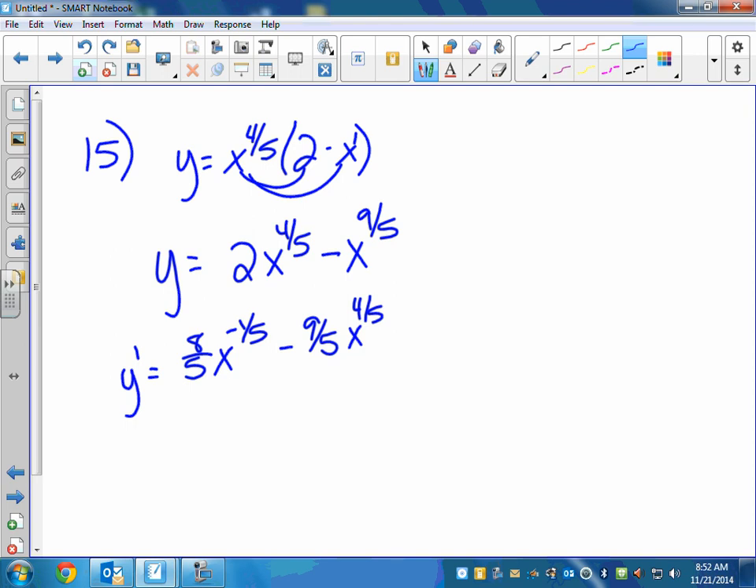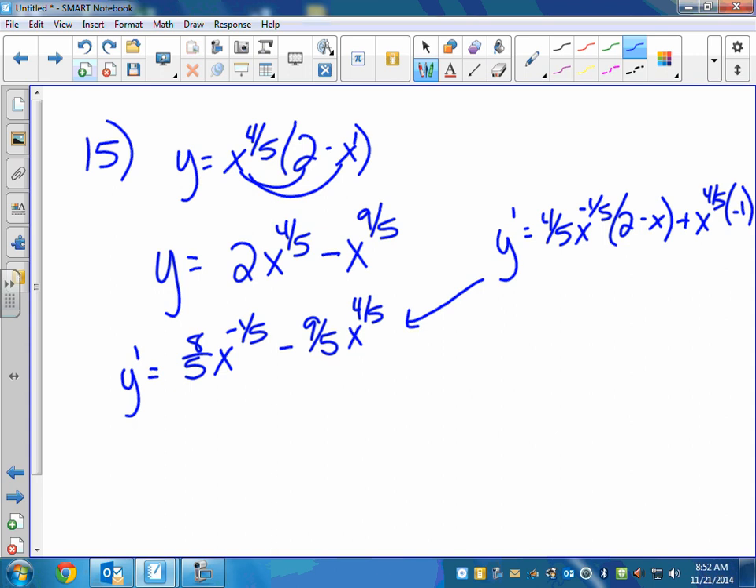You get the exact same answer if you do the product rule, you just have parentheses that you have to deal with. So if I did the derivative with the product rule, I would say that's 4/5 x to the negative 1/5, leave the inside alone, plus leave the x to the 4/5, and the derivative of 2 minus x is just negative 1. And if we distribute, we're going to end up with the same thing. You're going to be able to combine like terms, and you're going to get exactly this. I just think if you can distribute, it's easier to do that problem.